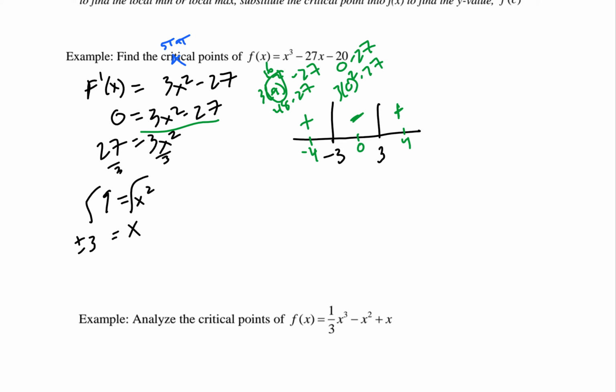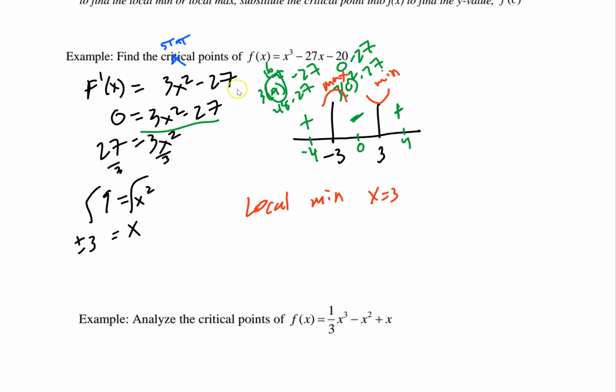So now I want to know if it's a min or max, right? So at -3 here, it goes from positive to negative. That's a max. At 3, it goes from negative to positive. So that's a min. Right, so my local min is at x equals 3.